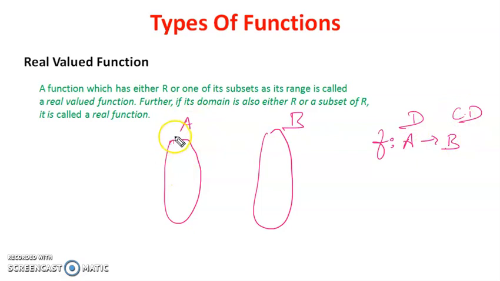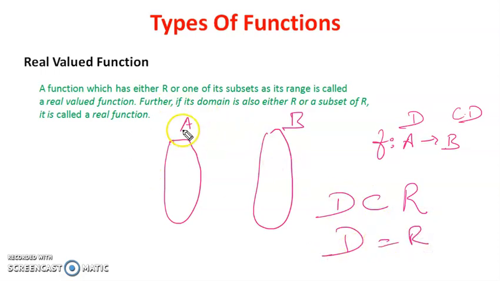When the domain is a subset of real numbers, or the domain is equal to real numbers, then we say it is a real valued function. In short, when the domain and the range or the codomain are a subset of real numbers or equal to real numbers, then the function is termed as a real function. If only the range is a subset of or equal to real numbers, then we term it a real valued function. So, real function and real valued functions.